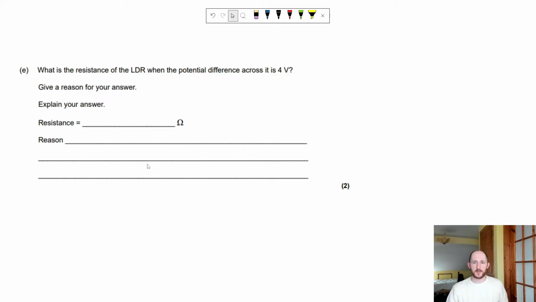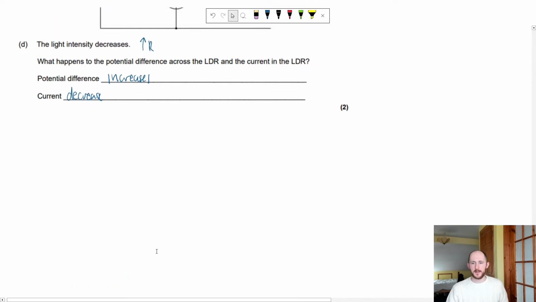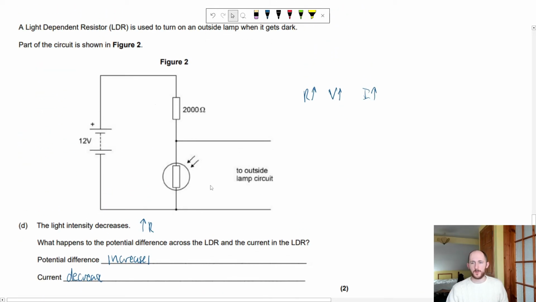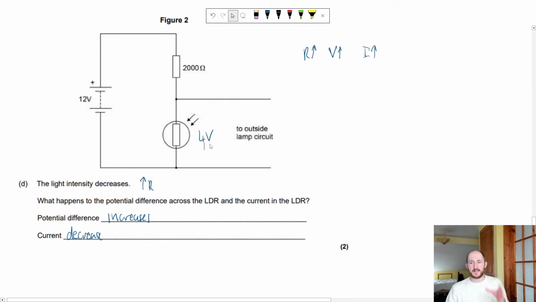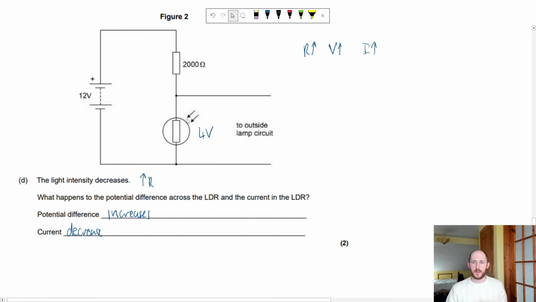Give a reason for your answer. Okay, so it says here that the LDR has a potential difference of 4 volts. And we need to work out what its resistance is. Well, remember what I said. That resistance will dictate how much of the voltage you get. So if this thing here gets 4 volts, the other resistor must get 8 volts. Now, because the voltage is twice as big, that means that this resistance is twice as big, which means the resistance here must be 1,000 ohms.